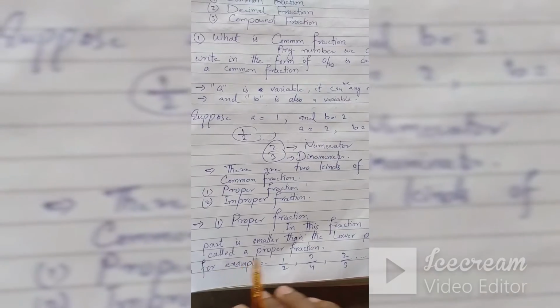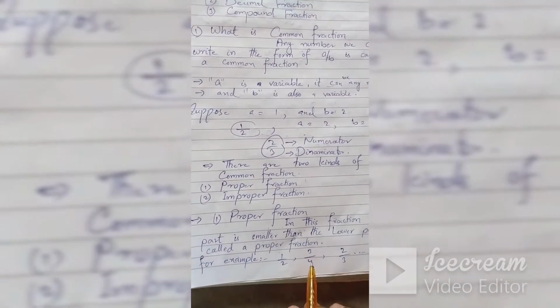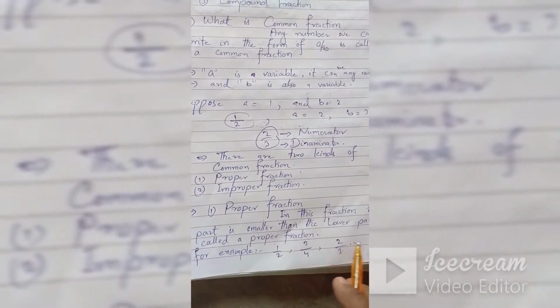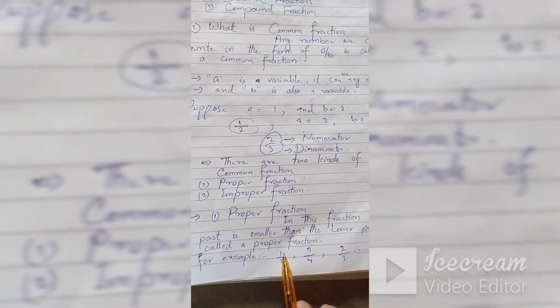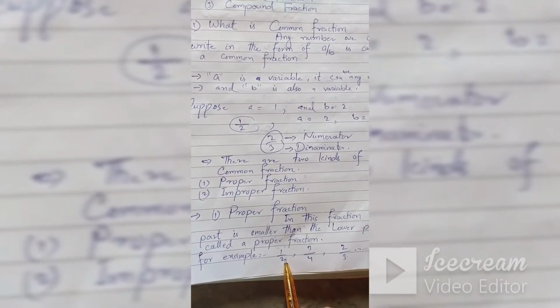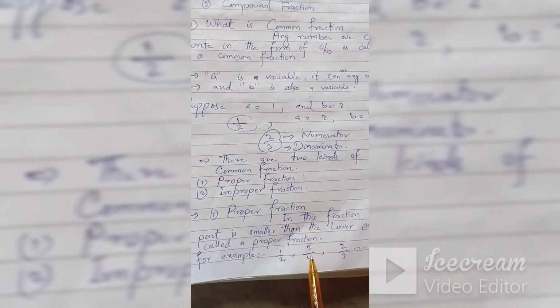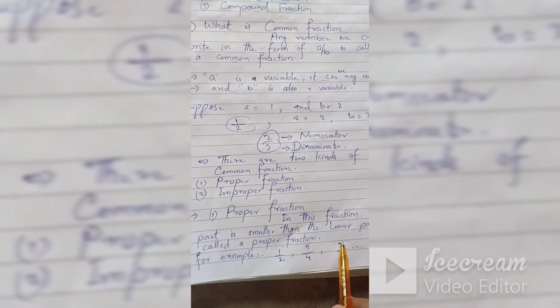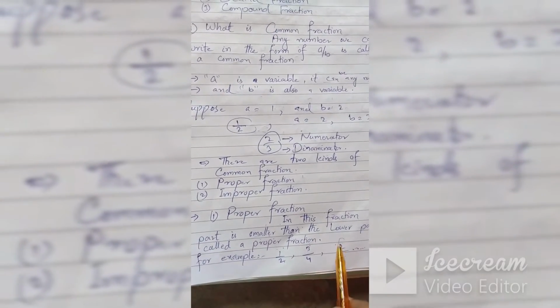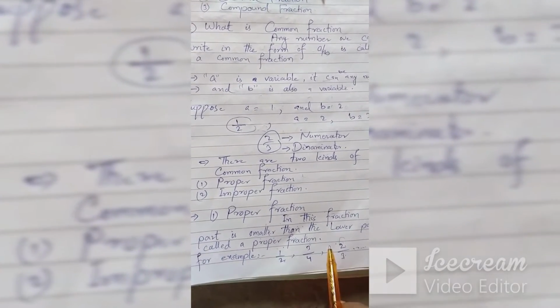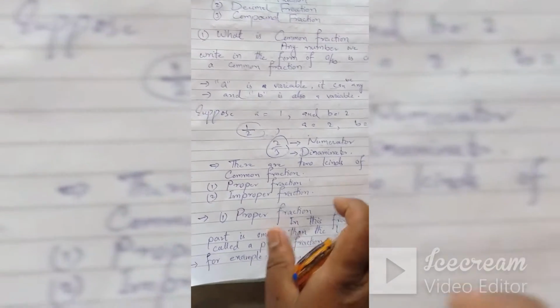For example, 1 by 2, 3 by 4, 2 by 3, etc. In any such number, the upper part is smaller than the lower part. It means 2 is smaller than 3. So the numerator is smaller than the denominator. This is called a proper fraction.